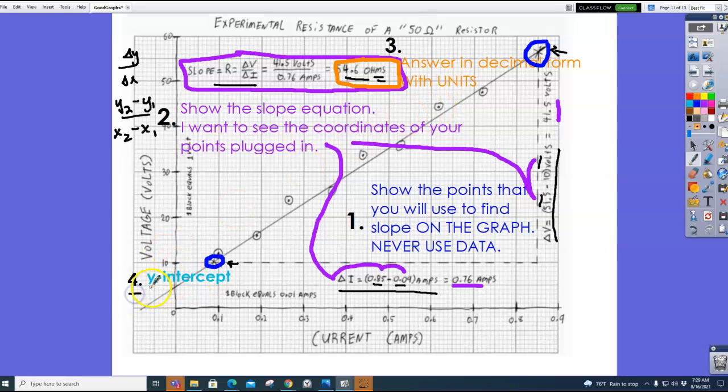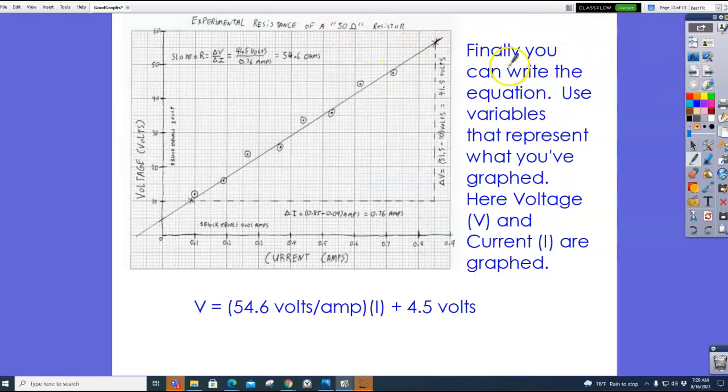The 4th thing that you need to get from your graph is the y-intercept. And you know how to do that. It's where the line crosses the y-axis. You can read that. Finally, you can write the equation. Use variables that represent what you've graphed, not y and x anymore. In this case, the vertical axis was voltage, and the horizontal axis was current. So V, voltage, is equal to 54.6 volts per ampere.